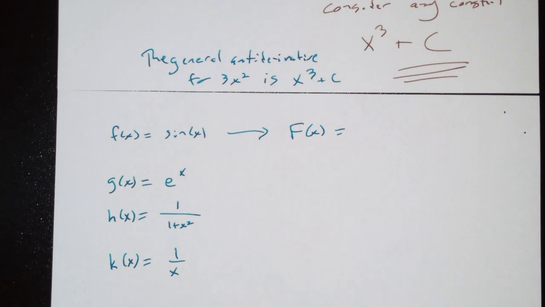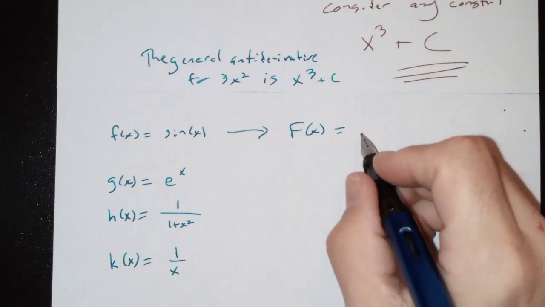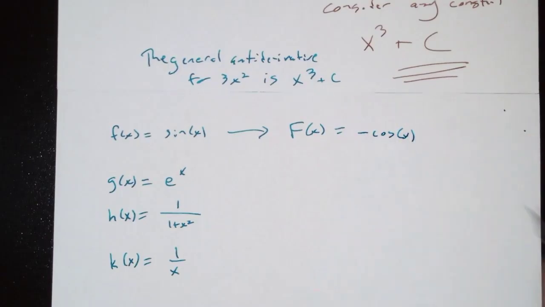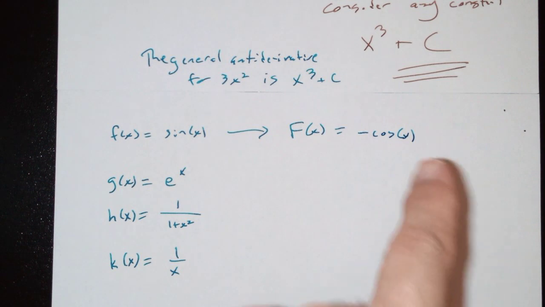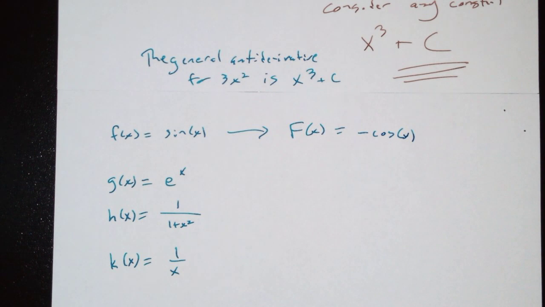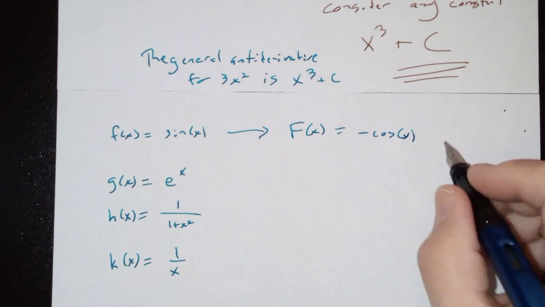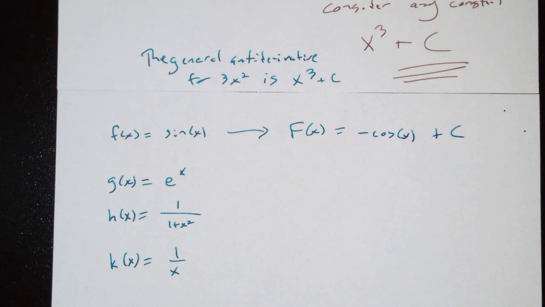Trig functions. Say again? Negative cosine. Derivative of sine is cosine, derivative of cosine is negative sine. I've got to move the minus sign around, so I put the minus on the cosine. But wait, there's more. Yes, our chain rule comment comes back. What has to go on the end of this? To make a general antiderivative, I need a constant here. I don't know what constant it's going to be. It could be anything, so I'm going to put that plus c every time.